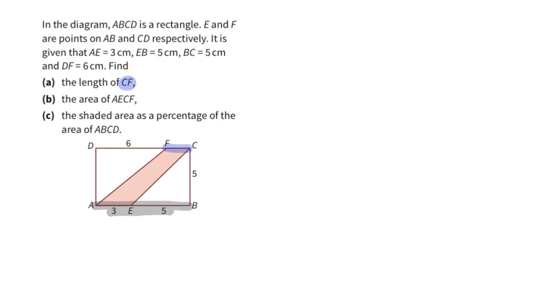So from here, you could then see that for part A, it is pretty straightforward. CF will be equals to 3 plus 5 minus away my 6. Why? Because AB and DC are opposite sides of a rectangle, right? And so they are equal to each other.